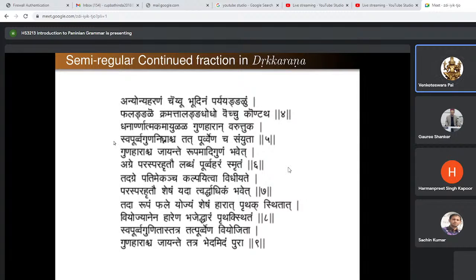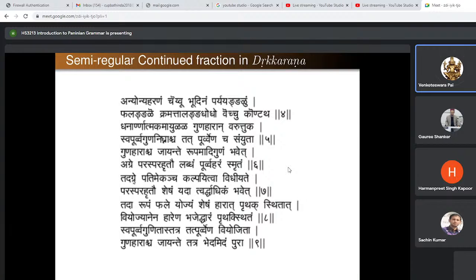Now, here is the twist. In the fourth line, he says, Swapurva gunanignaste tatpurvena cha sanyuta. This is similar to the previous method. Gunaharashcha jayante rupam adigunam. Rupam again is the one which would be the first multiplier.